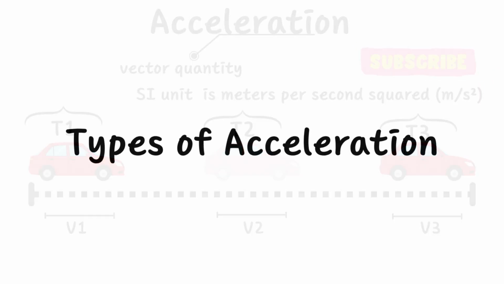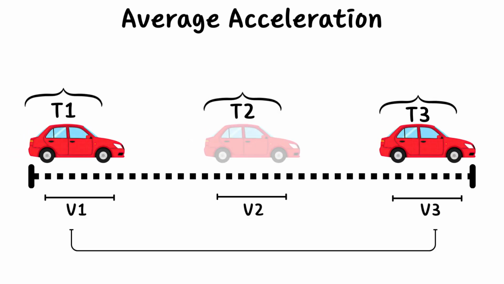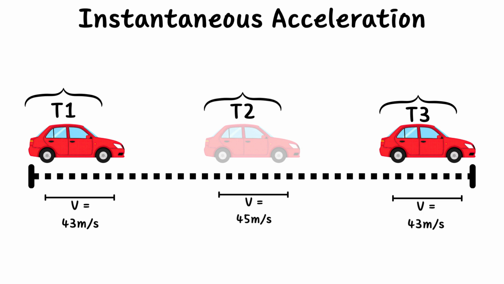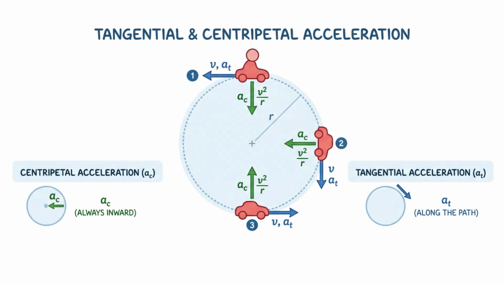Let's look at types of acceleration. We have average acceleration, which measures the total change in velocity divided by the total time elapsed. So we have acceleration is equal to delta v over delta t. We also have instantaneous acceleration and uniform acceleration. If you don't understand these terms, make sure to watch our video on speed and velocity. We also have tangential and centripetal acceleration.